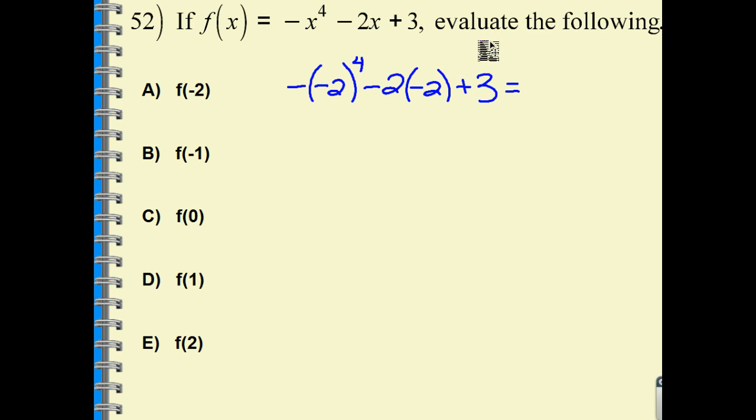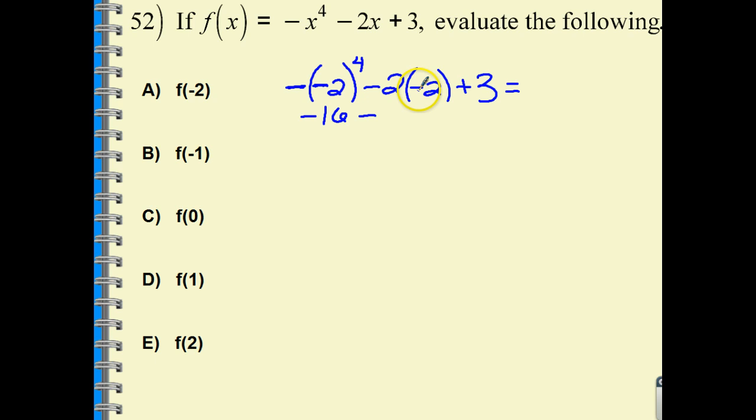All right, let's start on the interior. We work with the parentheses first. Negative 2 to the 4th power. That means there are 4 negatives on the inside, which make a positive. 2 to the 4th power is 16. And then the negative 1 is applied to that answer. So we have, what, negative 16 minus 2 times negative 2.